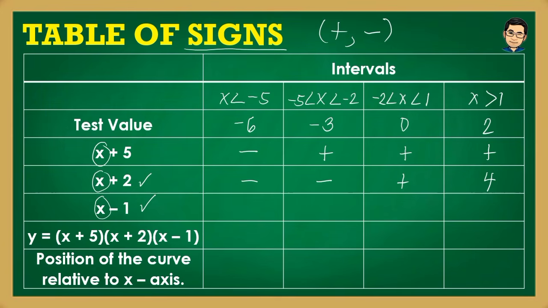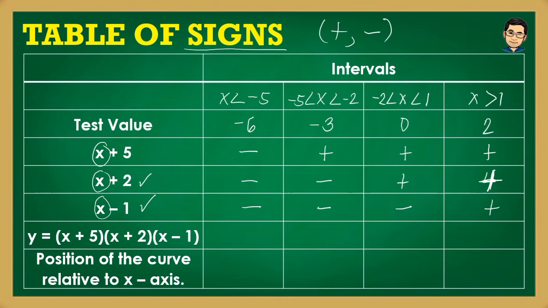So, negative 6 minus 1, that is negative 7. Again, negative na naman. And then, negative 3 minus 1, negative 4. So, negative. Next, 0 minus 1, that is negative 1. So, negative. And then, finally, 2 minus 1, that is positive 1. So, positive. So, ito po ay positive.